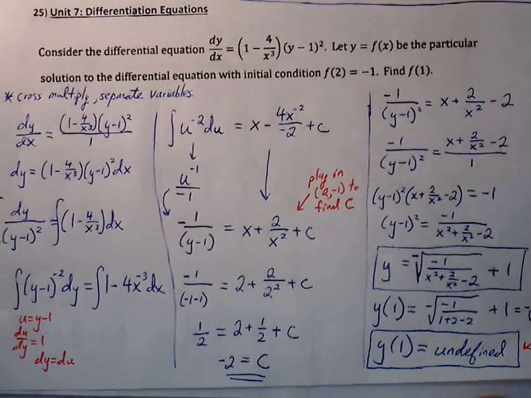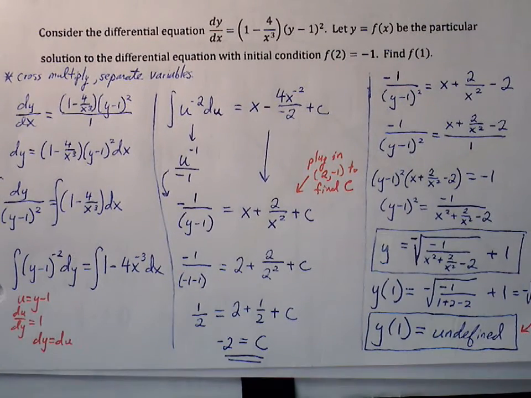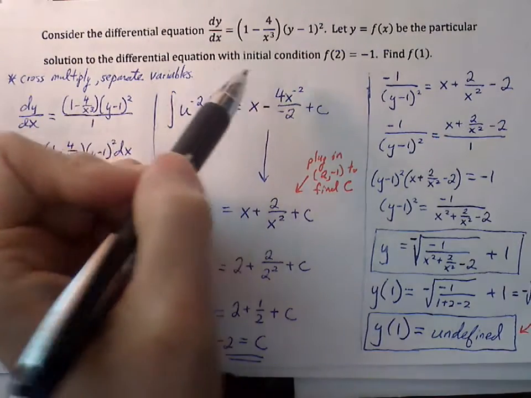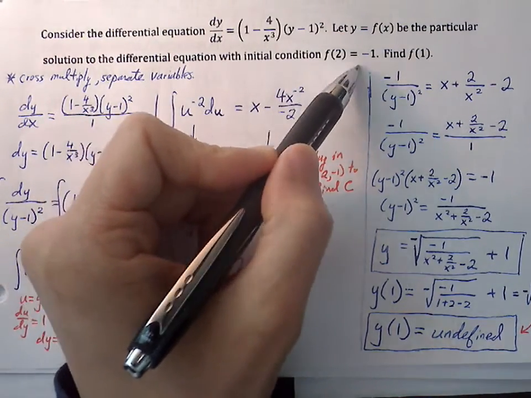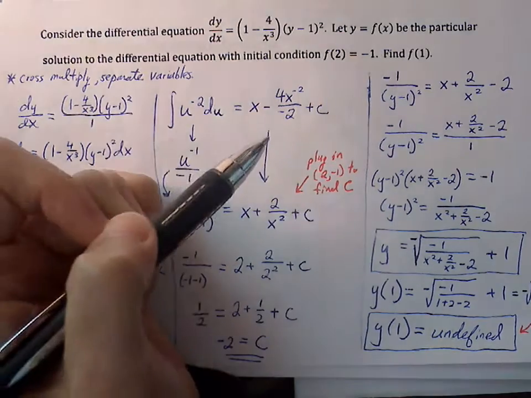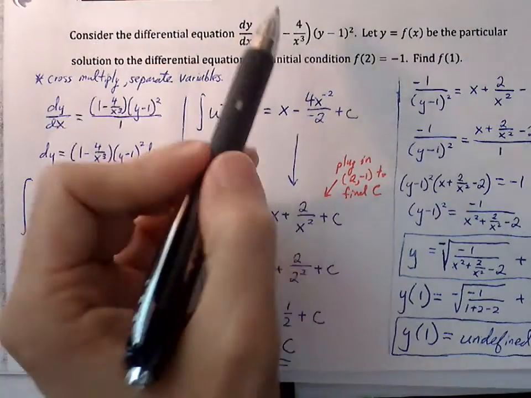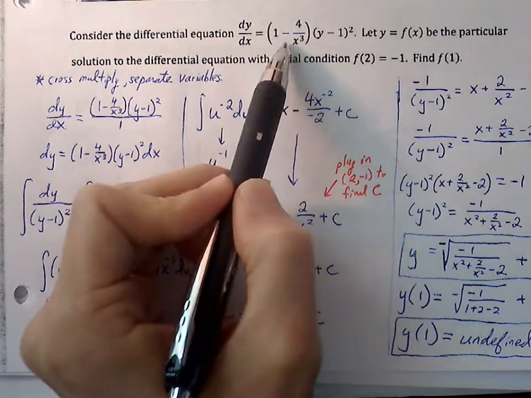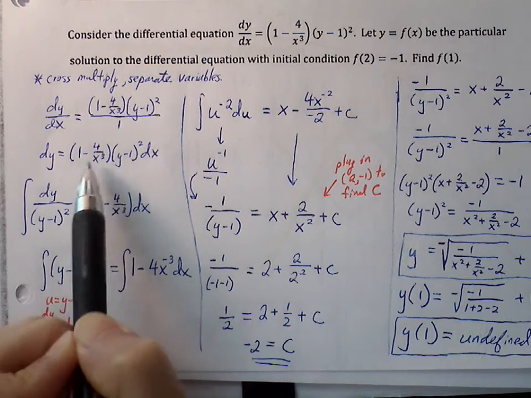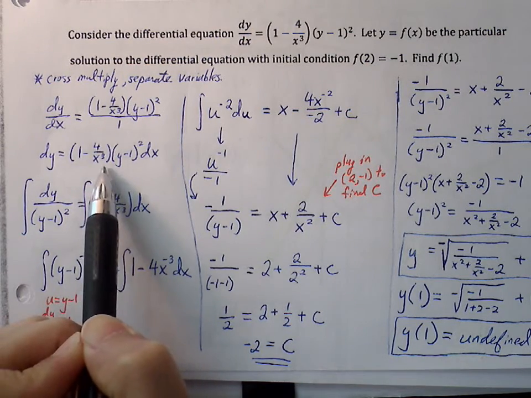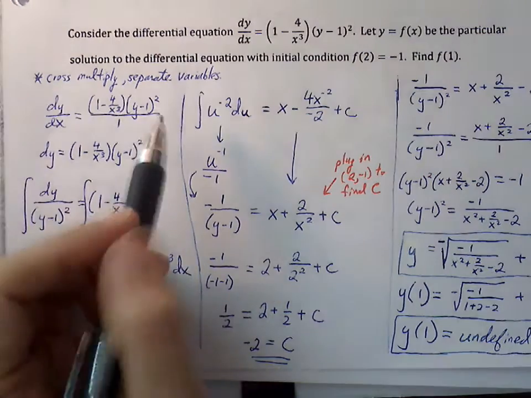Hey, last one here, 25. Consider the differential equation. We have f of x be the particular solution with the initial condition of ordered pair 2, -1. So first up, I'm going to cross multiply. I'm going to let this whole expression, as messy as it is, be in the numerator. Cross multiply, get dy is equal to 1 minus 4 over x cubed times y minus 1 squared dx.